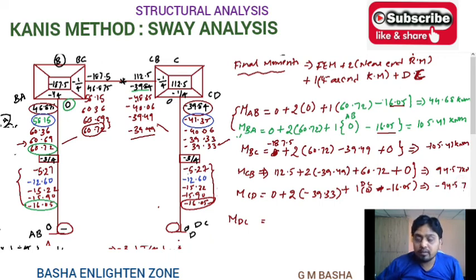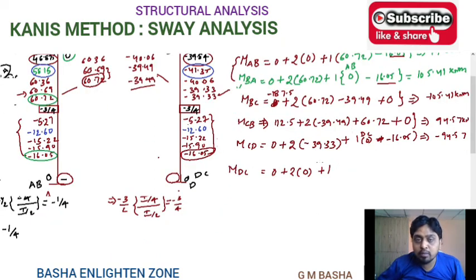If you simplify, you will get around minus 94.57 kilonewton meter. Then MDC: 0 fixed moment plus 2 into its near end also 0, plus 1 into the far end rotation moment for DC, which is minus 39.33, obtained in the CB member, plus displacement contribution, minus 16.05. If you simplify, you will get minus 55.38 kilonewton meter.